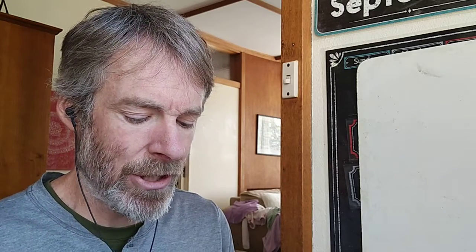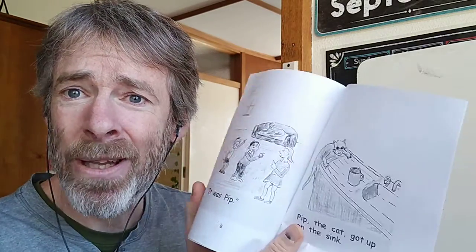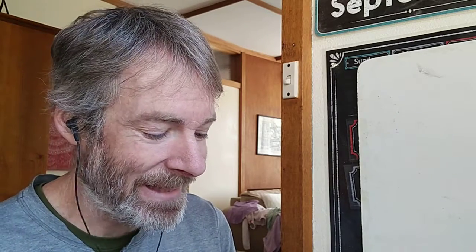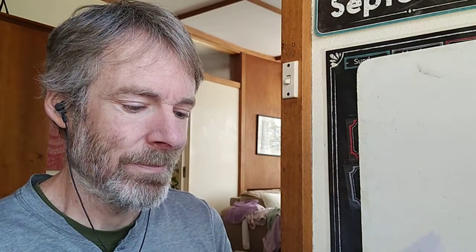So this is a story about Mom. Mom goes out, and when she comes back, what happened? Well, there's a mug on the floor, broken. Now, should we say, uh-oh? And that is on the first page. Then she goes through the story. Did you do it? Did you do it? And of course, everyone was like, no, I didn't do it. And who did they blame? Pip. Blaming the cat again. But maybe it was Pip. Was Mom cross with Pip? Maybe.